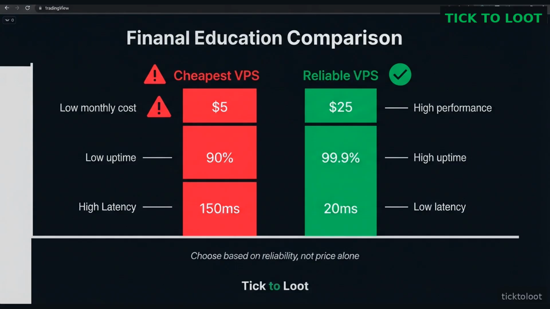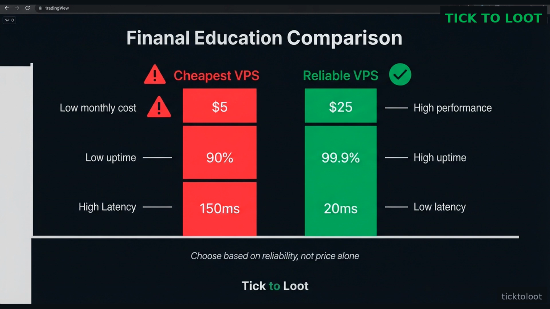Over a month, the extra $20 can be a small price to pay for consistent performance and peace of mind. Think of it as an insurance policy for your automated trading. When you factor in the potential losses from missed trades or slippage due to high latency, the cheaper option often ends up costing you more.